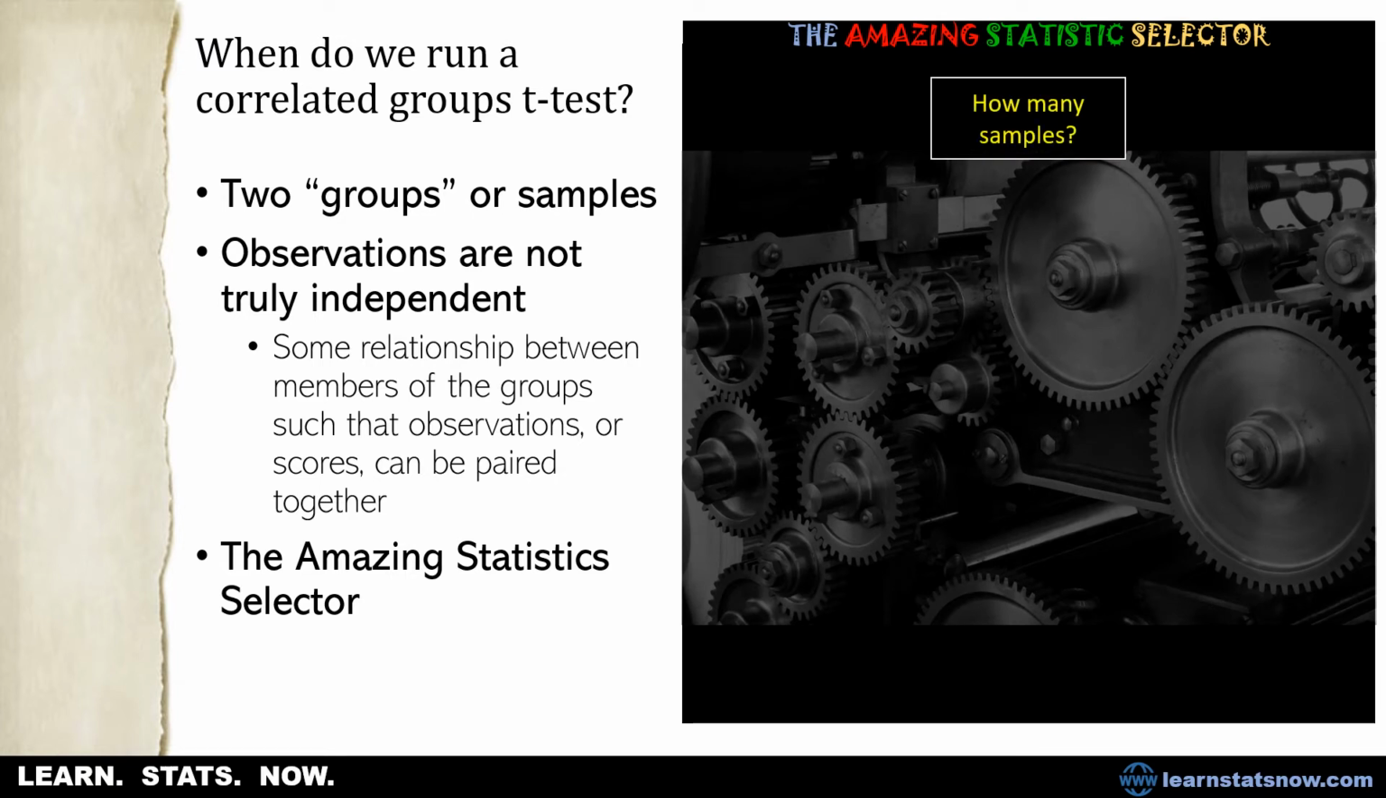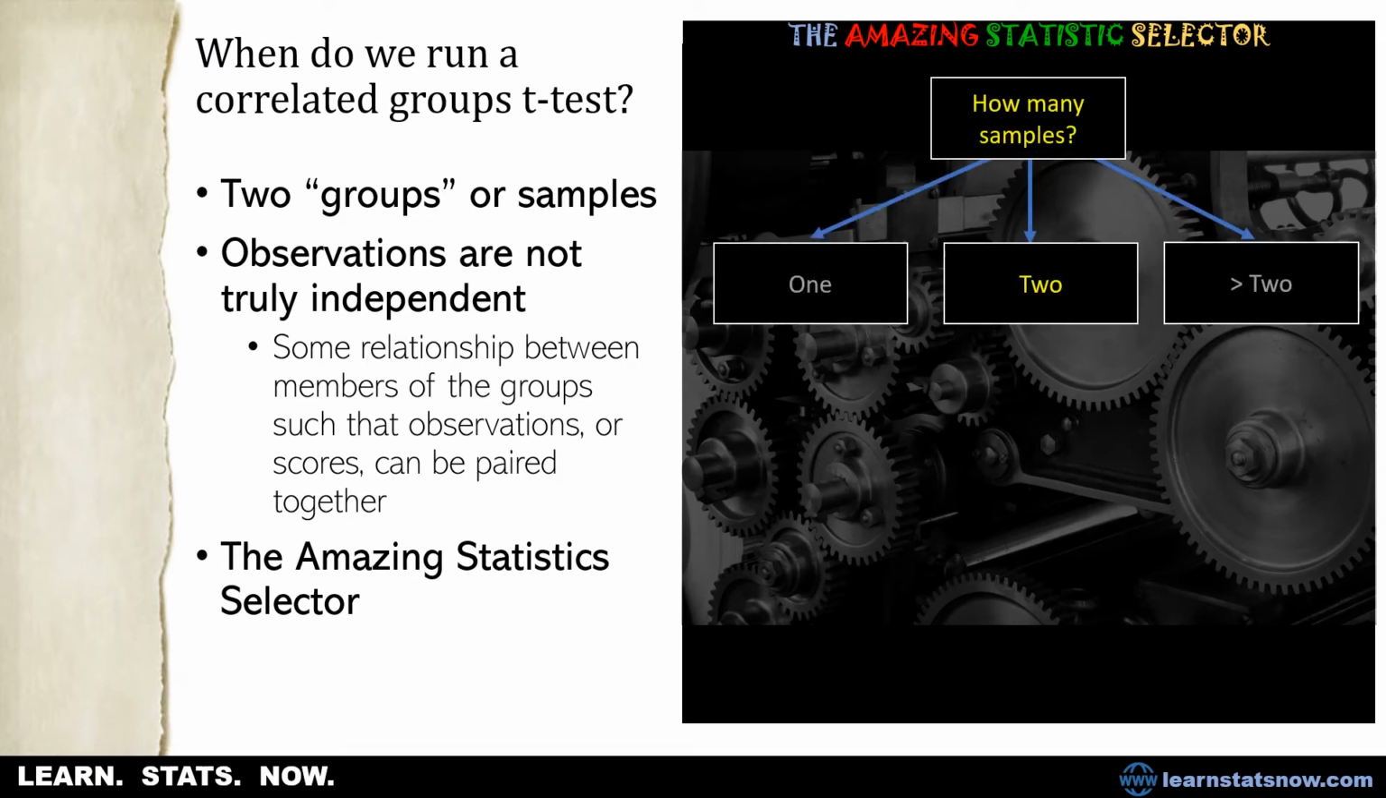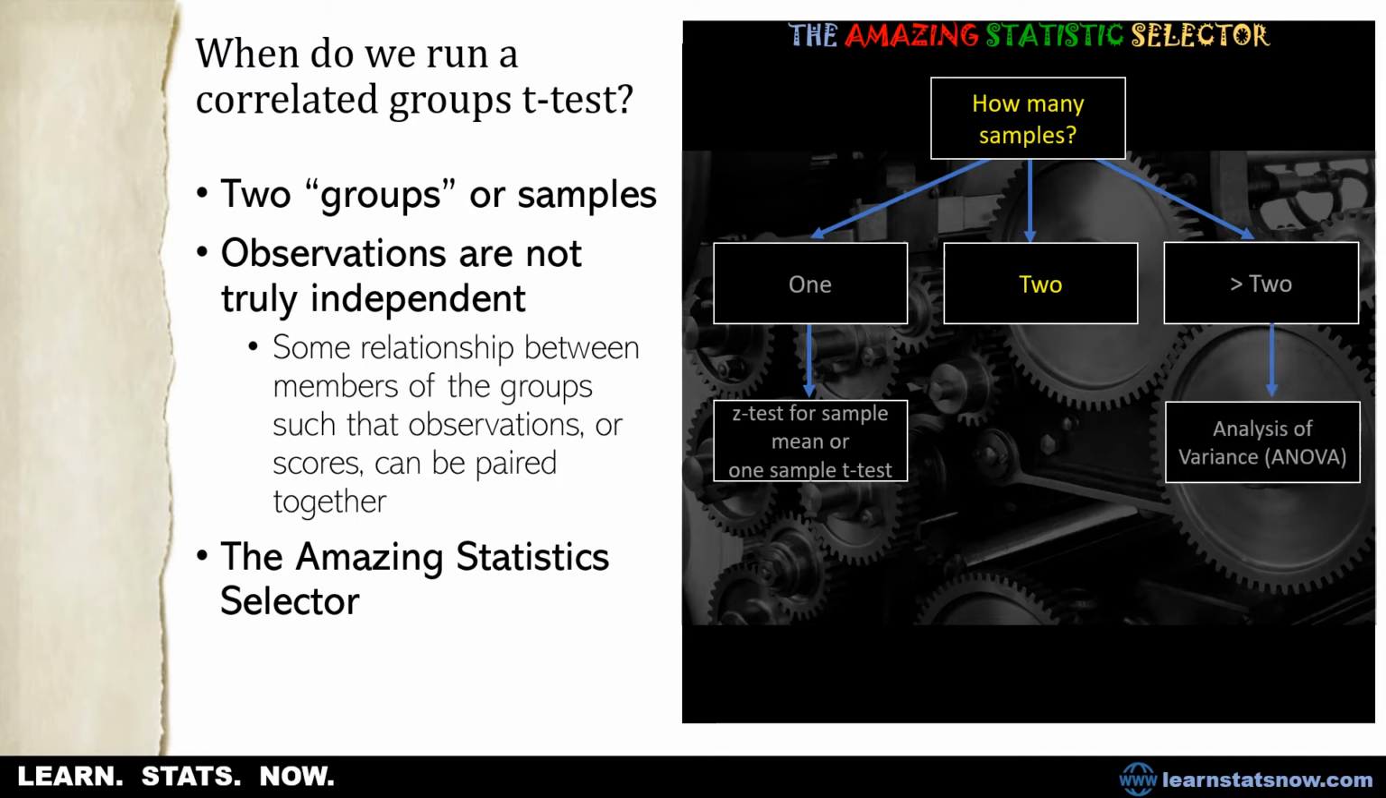And again, we ask the question, how many samples do we start with? Well, in this case, we're going to start with two. Now, if we had one sample, of course, we would do a z-test for a sample mean or a one sample t-test, depending on whether or not we knew the population variance. And if we had more than two samples, then of course we would do what's called analysis of variance, and that's coming in later videos.